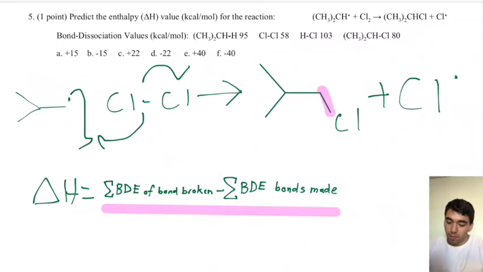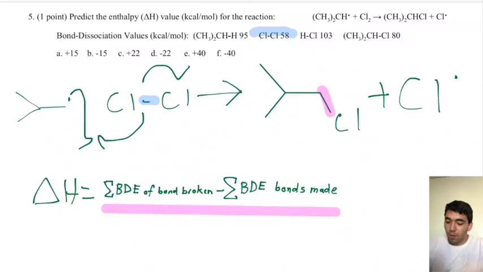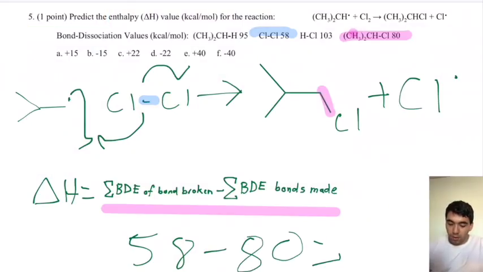So we made this bond highlighted in yellow, and we broke this bond, which I highlighted blue. So that bond over here is a chloride double bonded chloride, sorry. So that's this energy. And highlighted in pink, we made this bond over here, which is 80. So we can plug and chug that right away. We end up with 58 minus, because it's the opposite, negative 80. And that would give us negative 22, which is D, our answer.